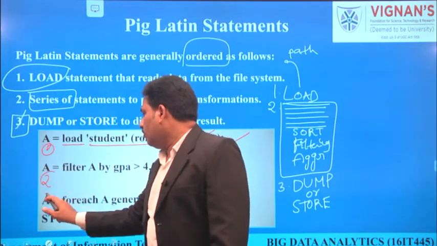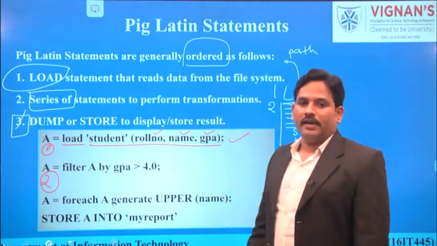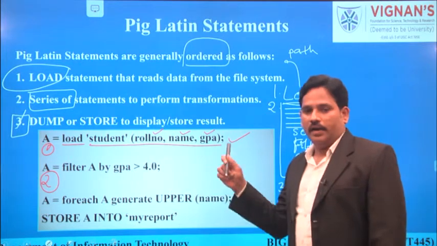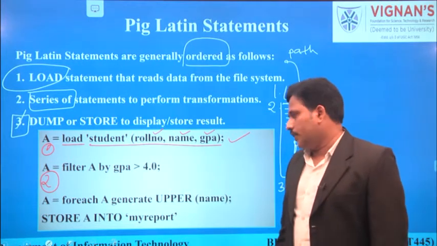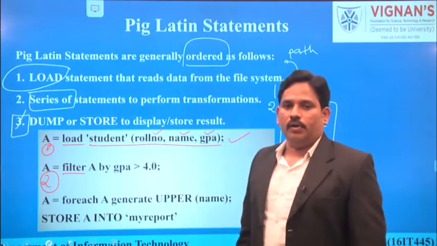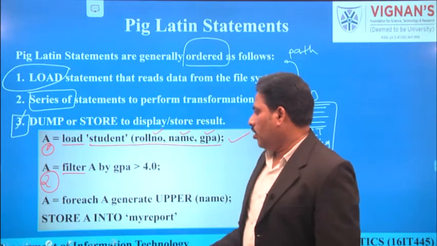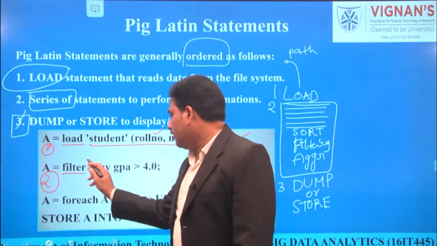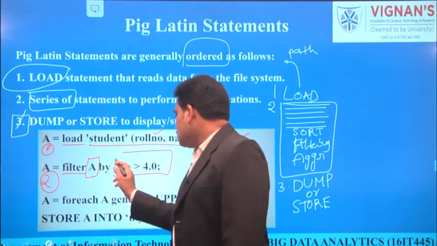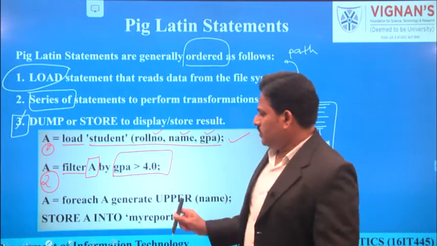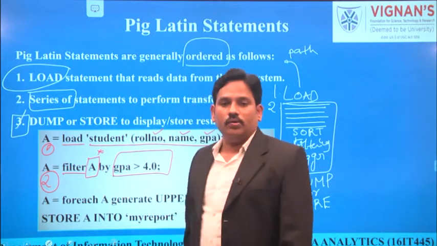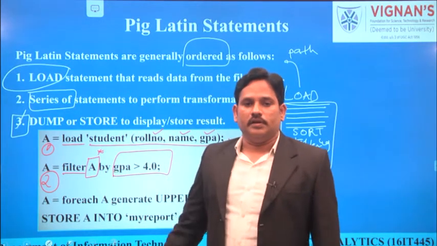In the second statement, this is order number 2, what are we doing? We are applying the required commands or statements to apply our required analytical operations. So here we applied a command called filter command. We are applying a data filter. Now on which are we applying it? Look at here, we are applying a filter on A, and the condition is GPA should be greater than 4.0. Just have a look at here. Here we have written A.